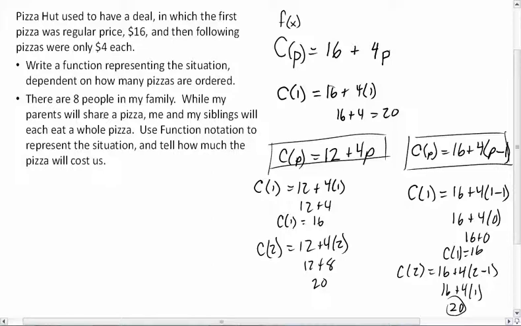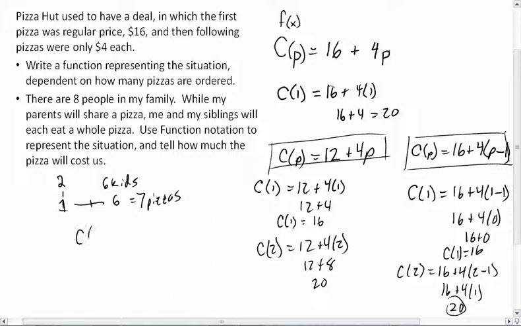There's 8 people in my family. My parents will share a pizza. Me and my siblings will each eat a whole pizza. So there's 8 of us: 2 parents, 6 kids. So the 2 parents will get 1 pizza total. Each of us 6 kids will get 1 pizza, so 6 pizzas. So if we put those together, we need 7 pizzas for the family.